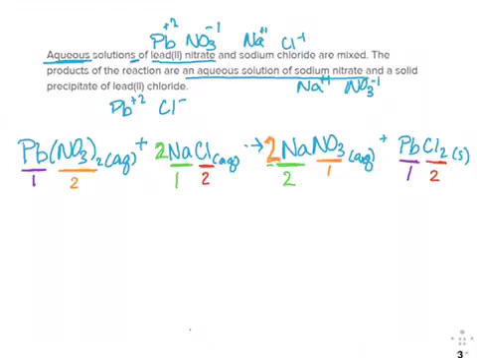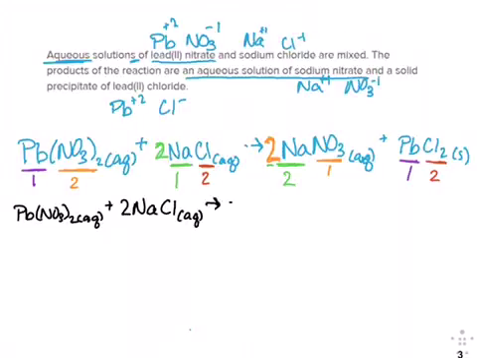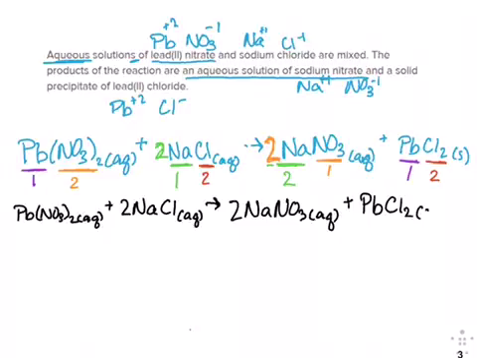Yes. Very good. So your final answer would be Pb(NO3)2 aqueous plus 2 NaCl aqueous yields 2 NaNO3 aqueous plus PbCl2 solid.